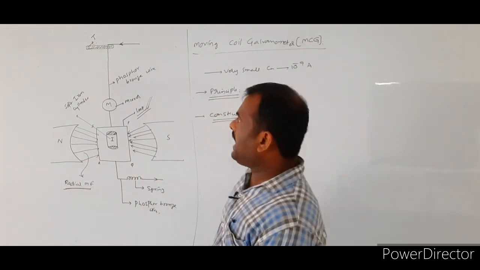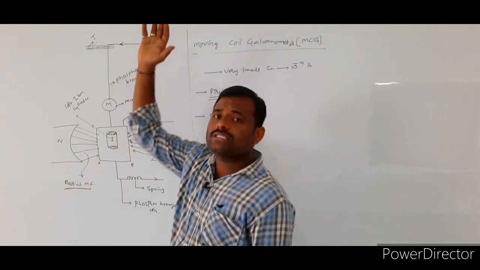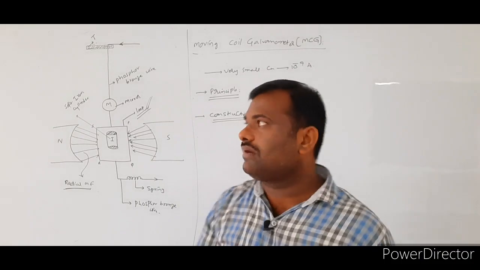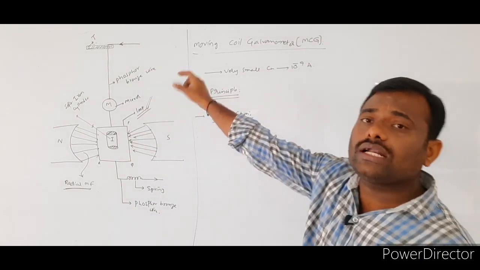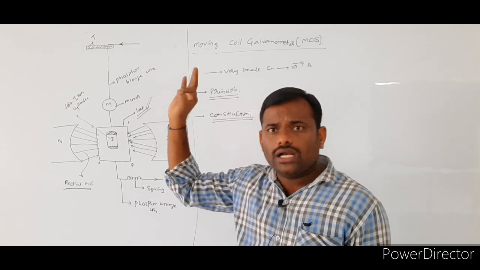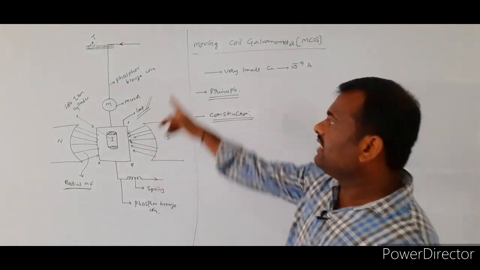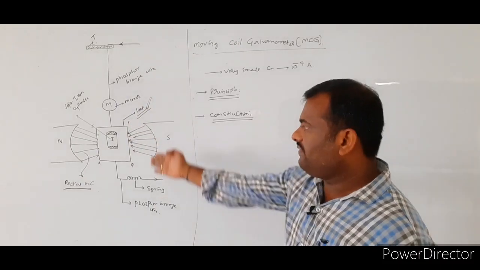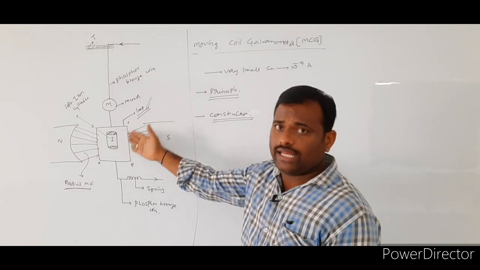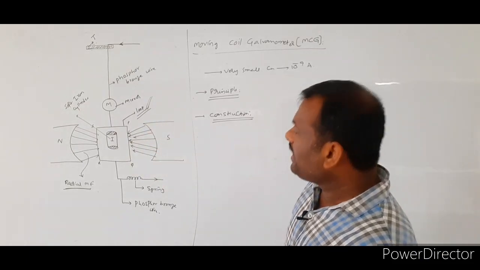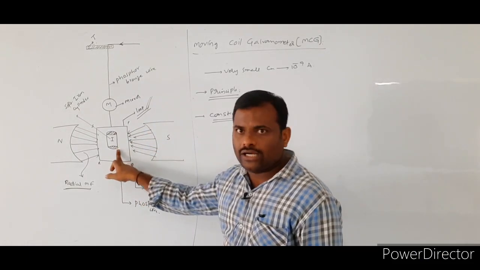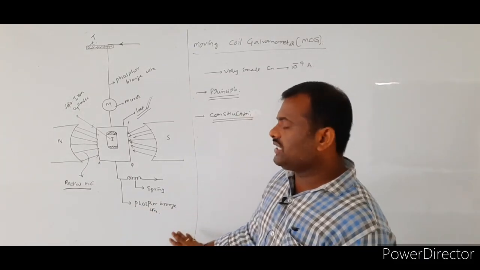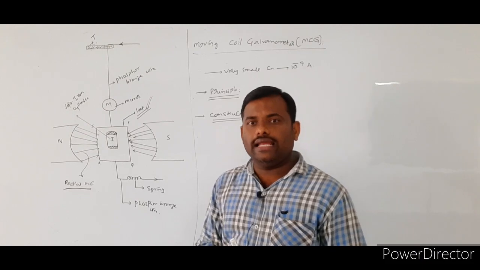This phosphor bronze wire is suspended with the help of a rigid support, that is capital T, which is called the torsion head. From the torsion head, the phosphor bronze wire is suspended. At the bottom end of the phosphor bronze wire, we connect the rectangular current carrying loop. At the bottom of the loop, one more phosphor bronze wire is connected, which is also connected to a helical spring.